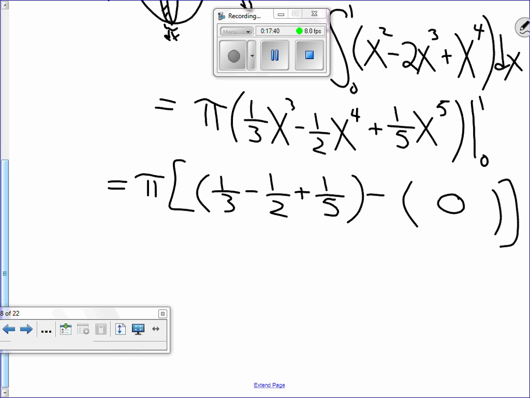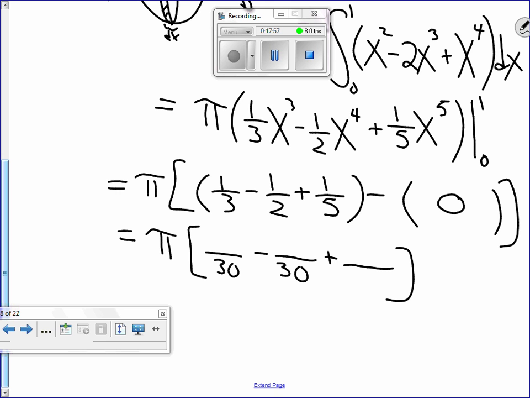All right, well, I like to combine these fractions. We need a common denominator. What would that denominator be? 30? I like 30. All right, so they're all going to have a denominator of 30. 1/3. How many 30ths is 1/3? 10. How about 1/2? And 1/5 is 6.